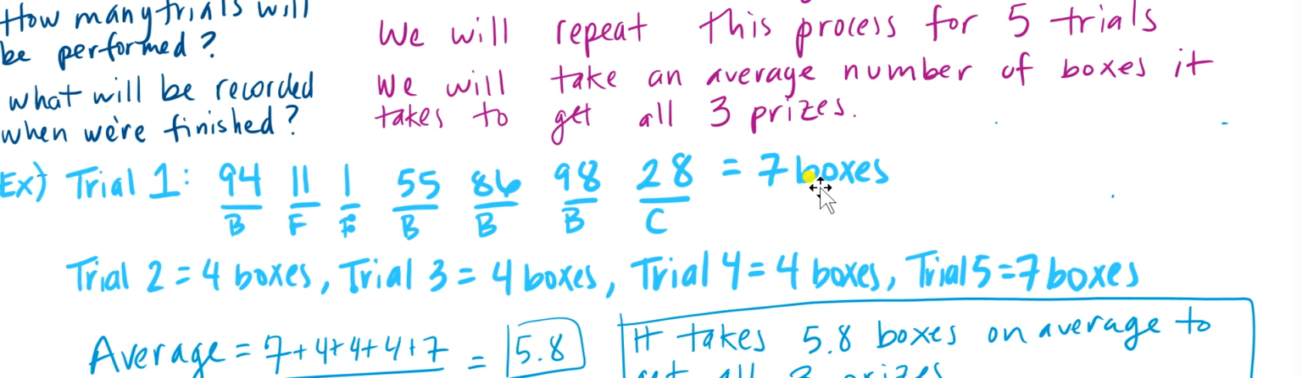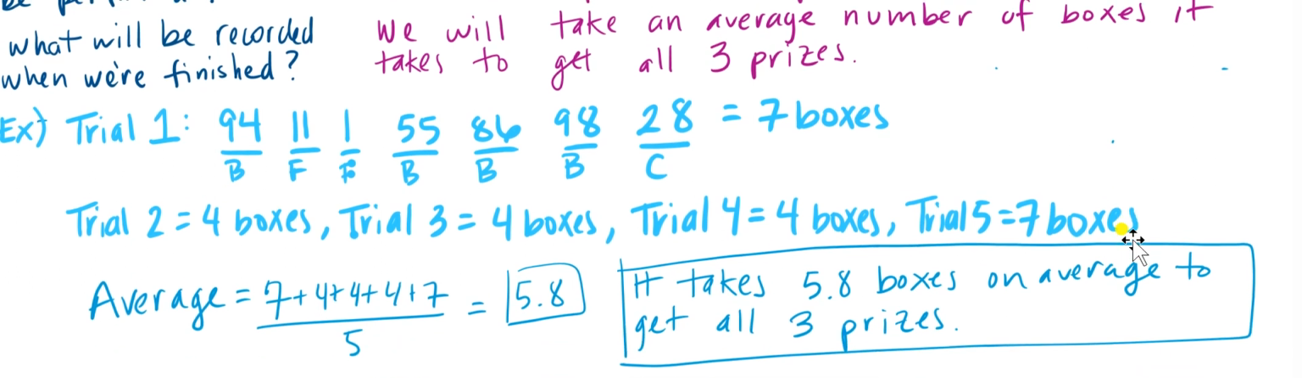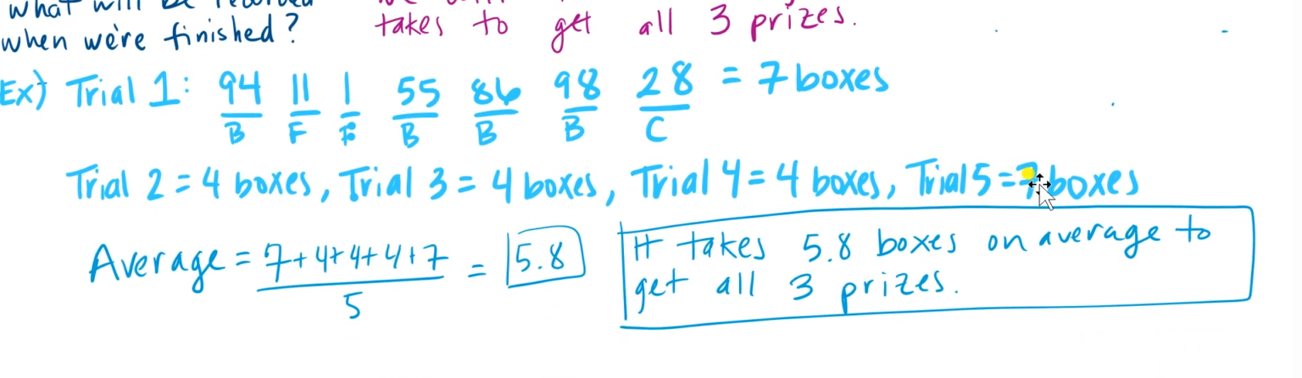I'm not going to show you the exact numbers I got, but for trial number 2, it took 4 boxes. For trial number 3, it also took 4 boxes. And hey, for trial number 4, it took 4 boxes. And then for the last trial, number 5, it took me again 7 boxes. So for me personally, that is how this simulation took place.